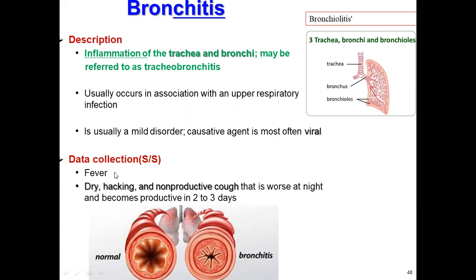So what are the signs and symptoms? Fever, dry or hacking cough, a non-productive cough that is hoarse at night and becomes productive in 2 to 3 days. In this picture, we can see the lumen in the respiratory tract, normal here. But in this picture, we can see the lumen narrowed because of inflammation and too much secretion, the pathway getting narrower in case of bronchitis.